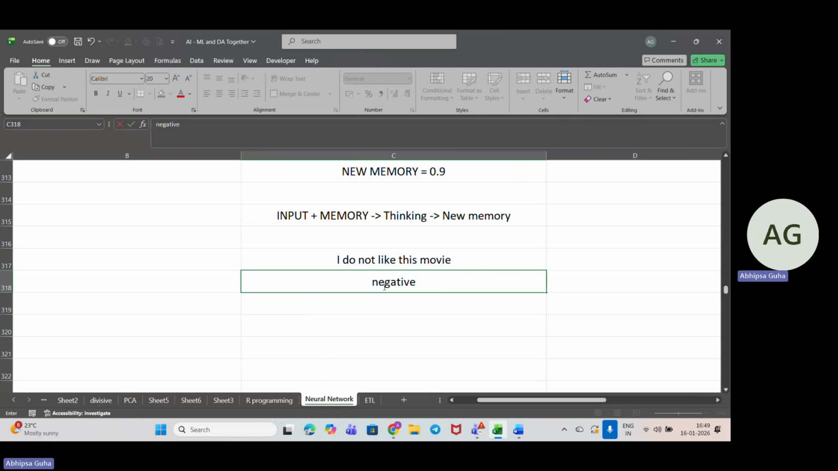So how does RNN learn? It learns through backpropagation through time. RNN learns like a normal neural network, but what is the difference? Error goes backward through time. Error actually goes backward through time, so that's why it is learning through BPTT, that is backpropagation through time.